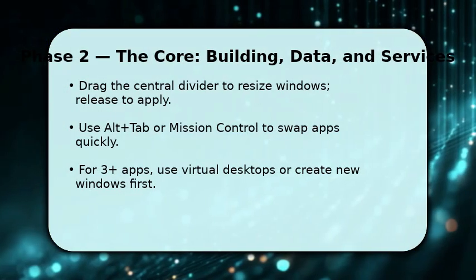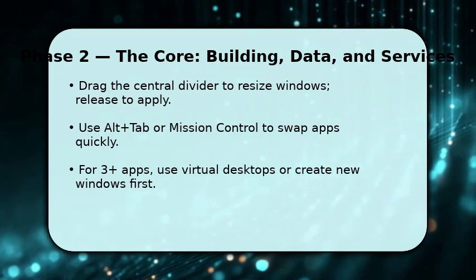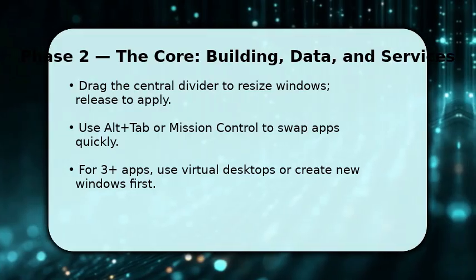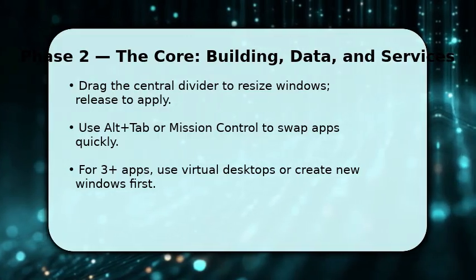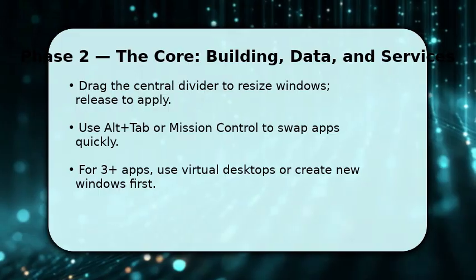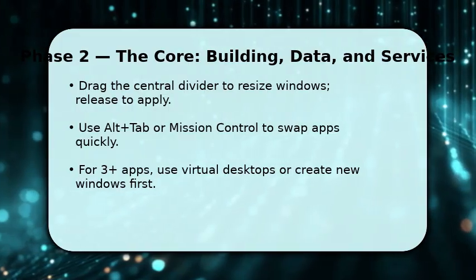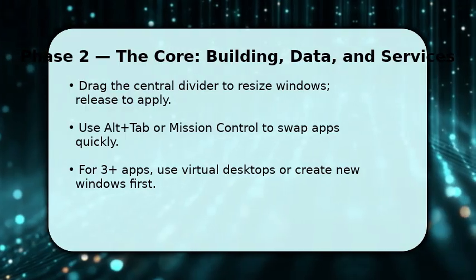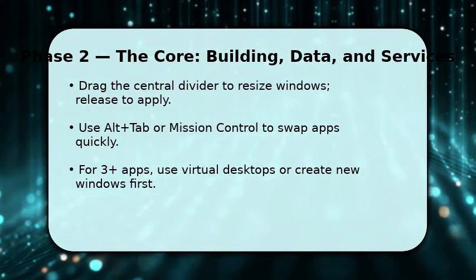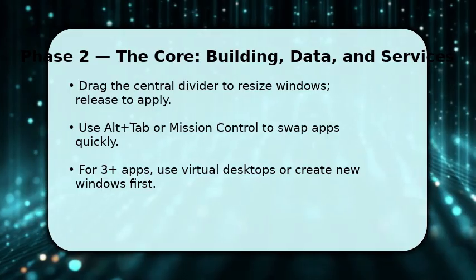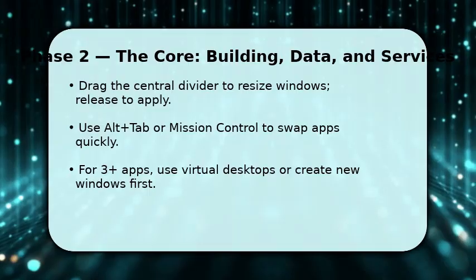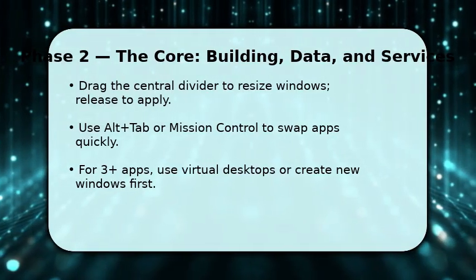Now refine how the two windows share space. Click and drag the dividing bar to change widths. This is helpful when one app needs more room. If you need to switch one pane, use Alt plus Tab on Windows or Mission Control on Mac, then drag the replacement into the split. For more than two apps, create an extra virtual desktop or open additional windows, then repeat snapping. Make sure to keep essential controls visible so both apps remain usable without constant resizing.